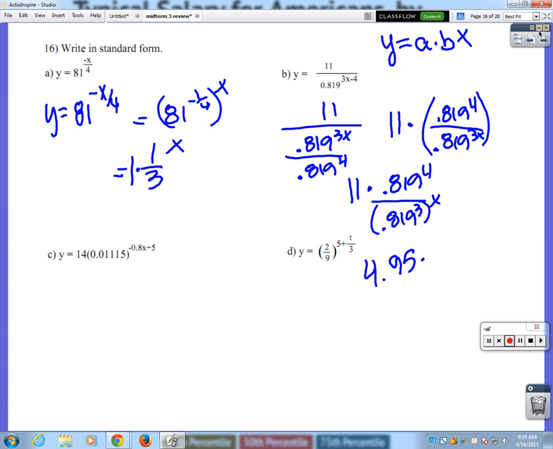This is mildly confusing, but I'm really going 11 times 0.819 to the fourth times 1 over 0.819 to the third. So what's 1 divided by 0.819 to the third? I got that. It's 1.26. Did I say 1.82? Yeah, you did. 1.82? I did. I just got it.